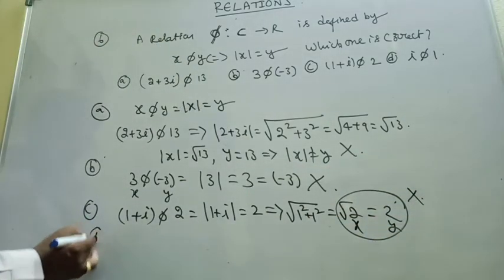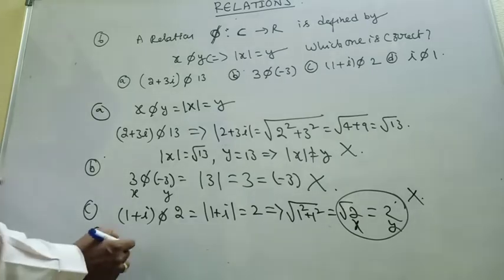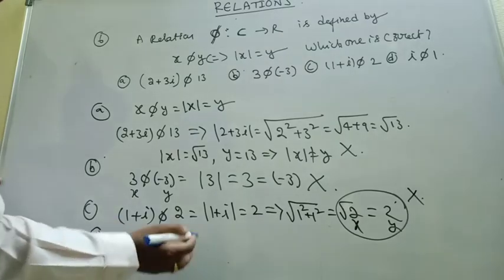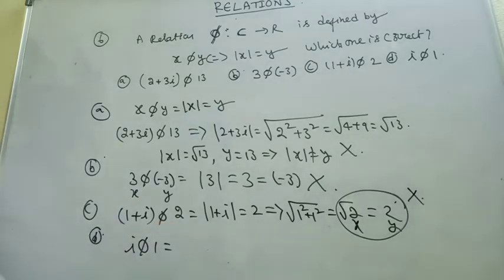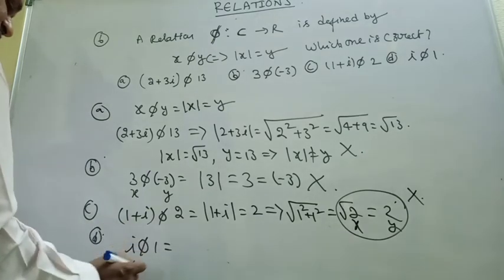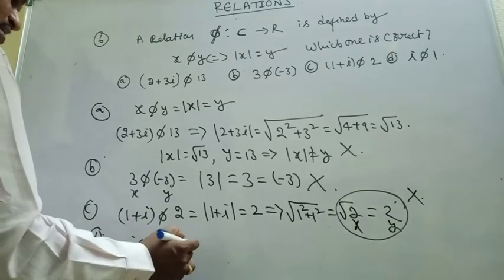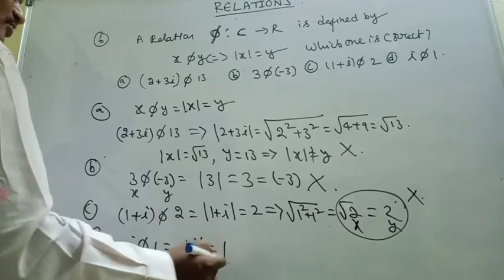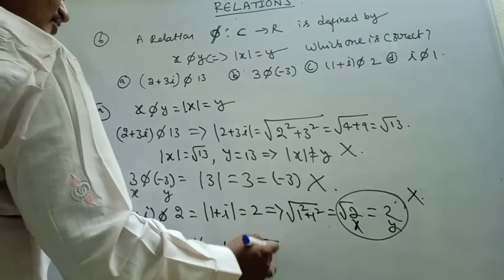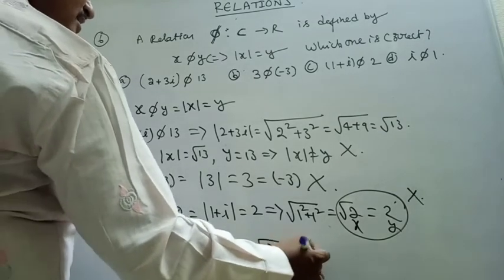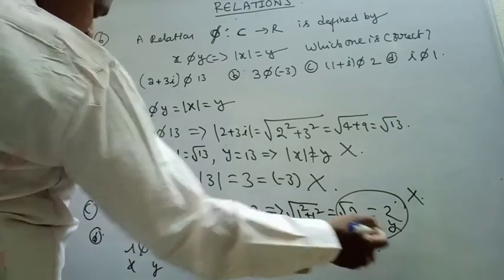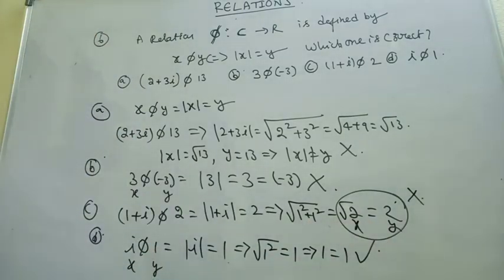Next, D, what you have here is i, pi over 1, like this. Here x is i and y is 1. The modulus of i should equal 1. That means the square root of 1 square is equal to 1. That is 1 equal to 1. This is true. Therefore, option number D is correct in this.